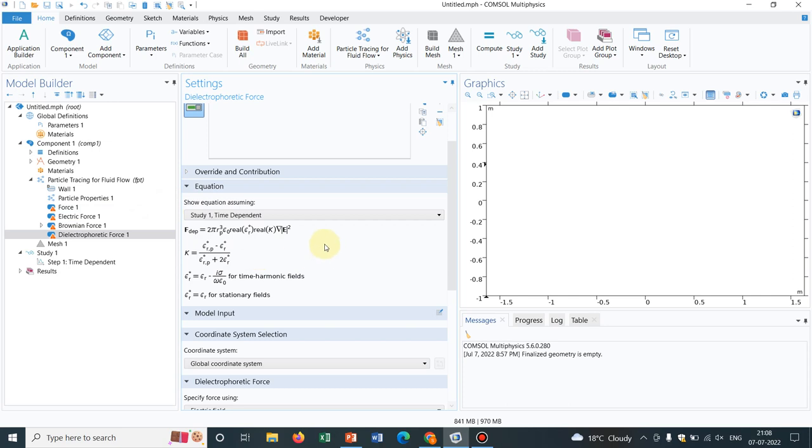What COMSOL does is a literature survey. They take equations from available articles and put them in the simulation. That is the advantage of COMSOL. You have predefined equations, so you don't need to do the hard work of getting the equations, because they are already given. But you should know which equation you are solving, because otherwise you may get false results.